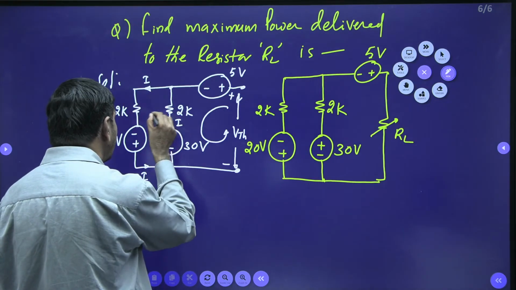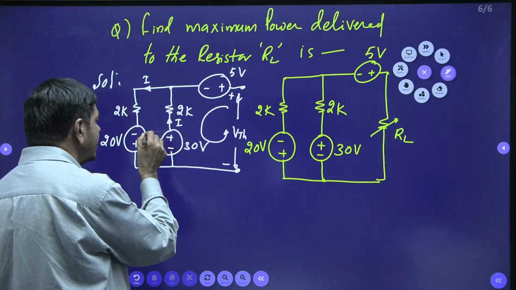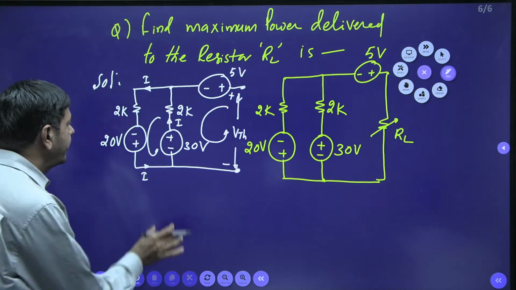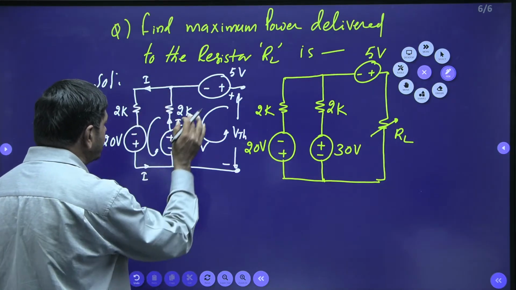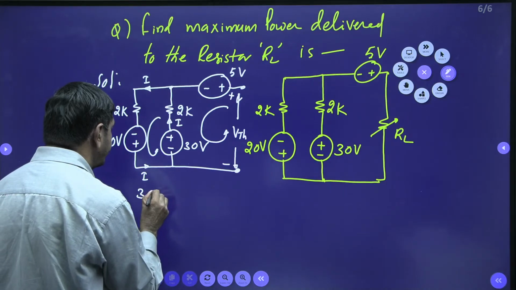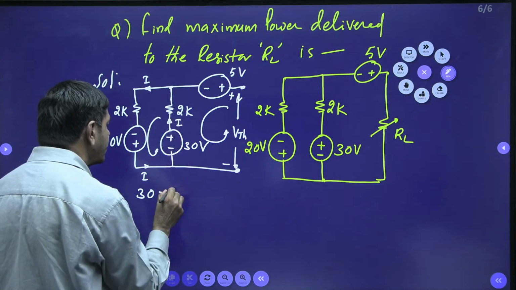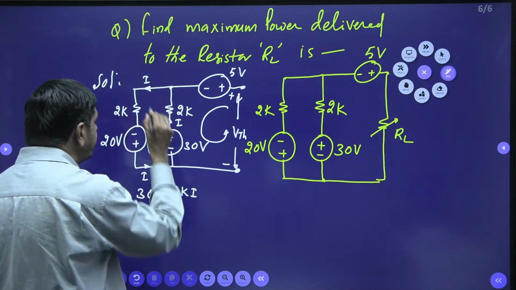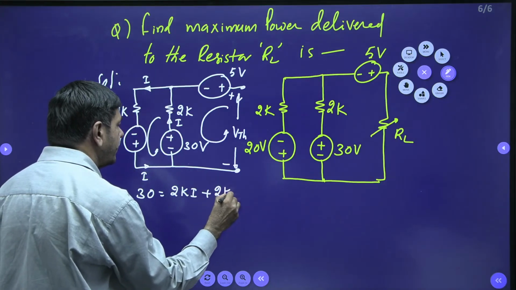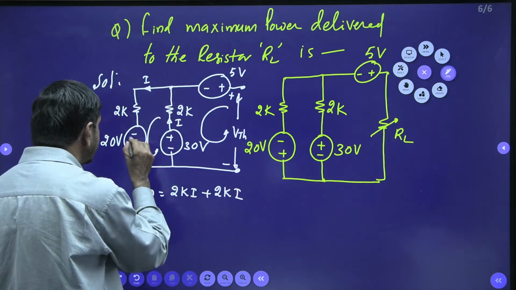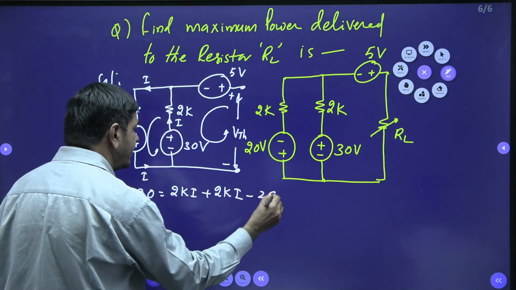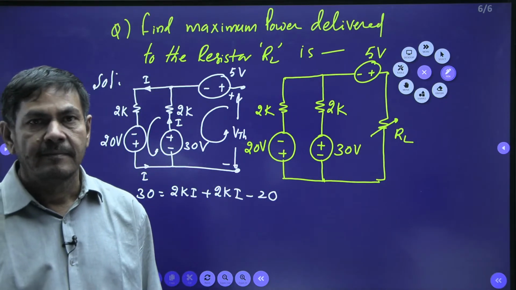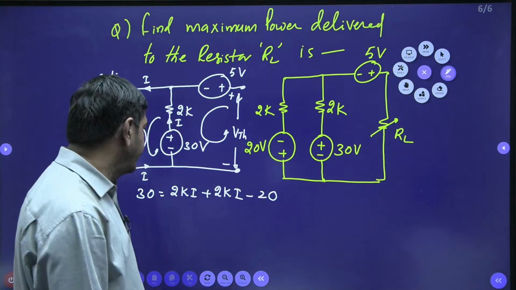In this case, I can directly apply the KVL in this path to find I. Supply voltage equals the sum of the drops. 30 volts equals the drop across this 2K into I. When I go this side, 2K into I again. When I go down, minus sign, I put minus 20 here. This is how the equation is formed by using the KVL only.